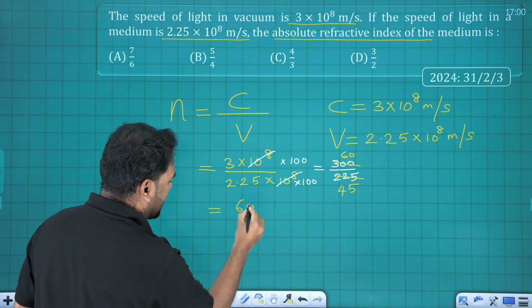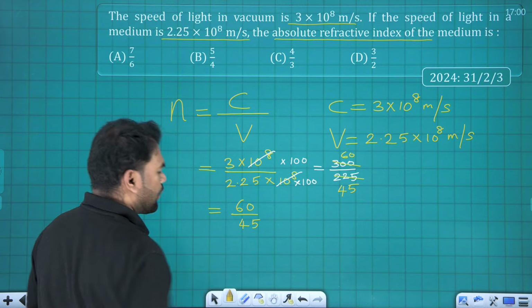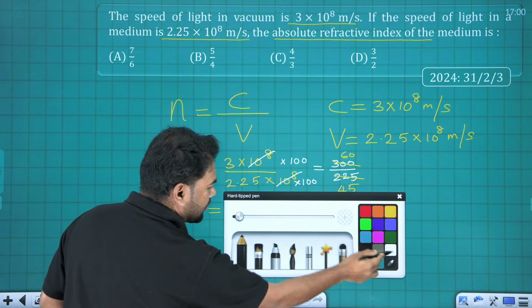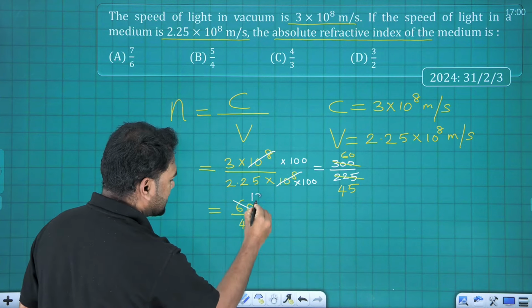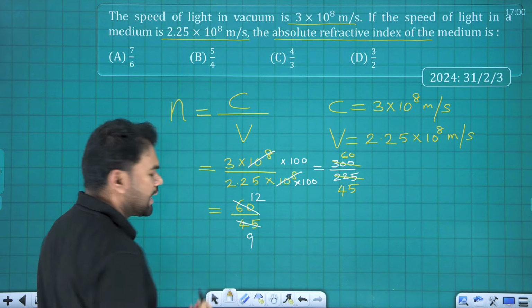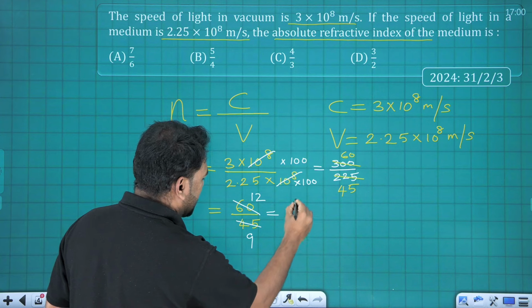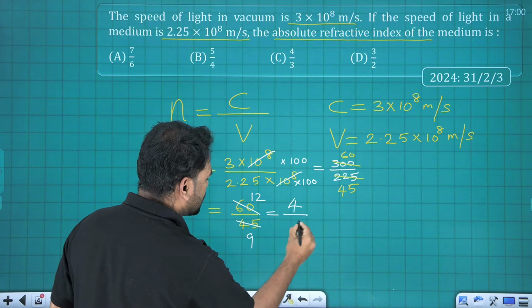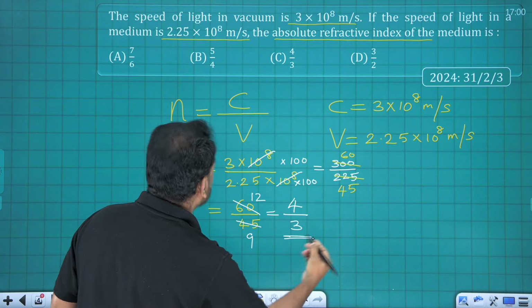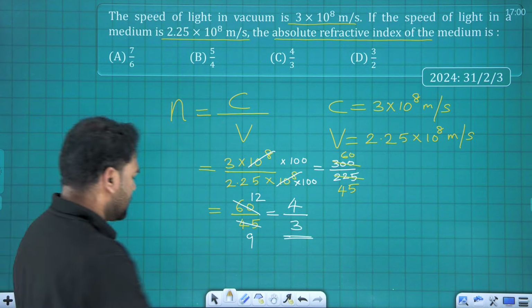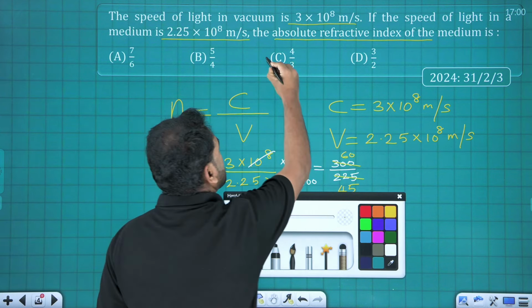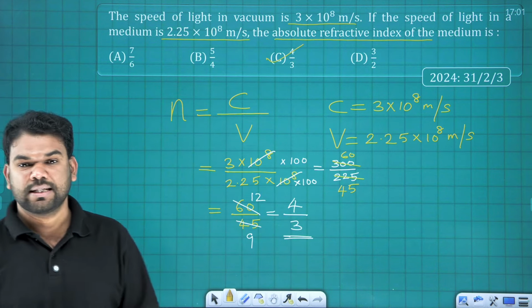We can again divide it by 5. So both are divisible by 5. 12 5s are 60 and 9 5s are 45. Now both are divisible by 3. So 4 3s are 12 and 3 3s are 9. So you can see your option, yes, option C, 4 by 3. So 4 by 3 is the correct answer.